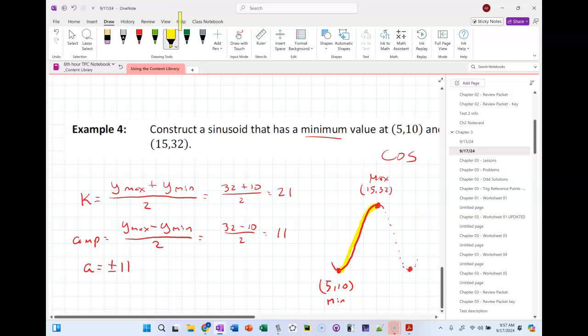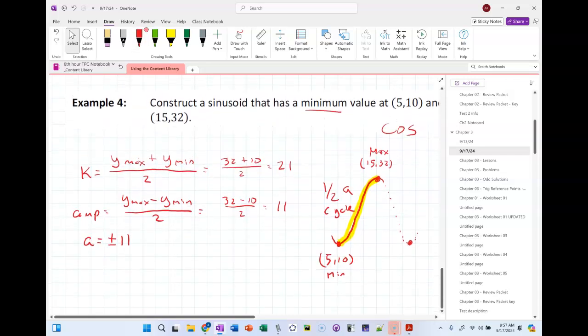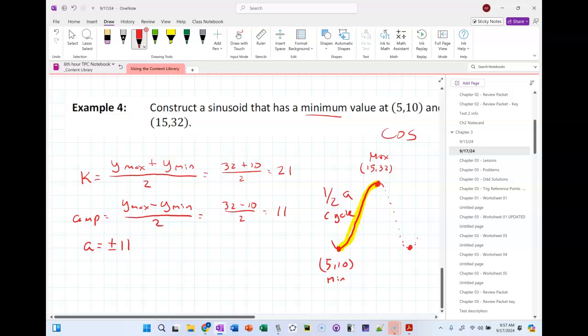How much of my cycle is that part from the min to a max? How much of the cycle? A half. Does everybody see that with their eyeballs? That's just half the cycle. So that means that the distance from the maximum's x-coordinate to the minimum's x-coordinate is half a period.